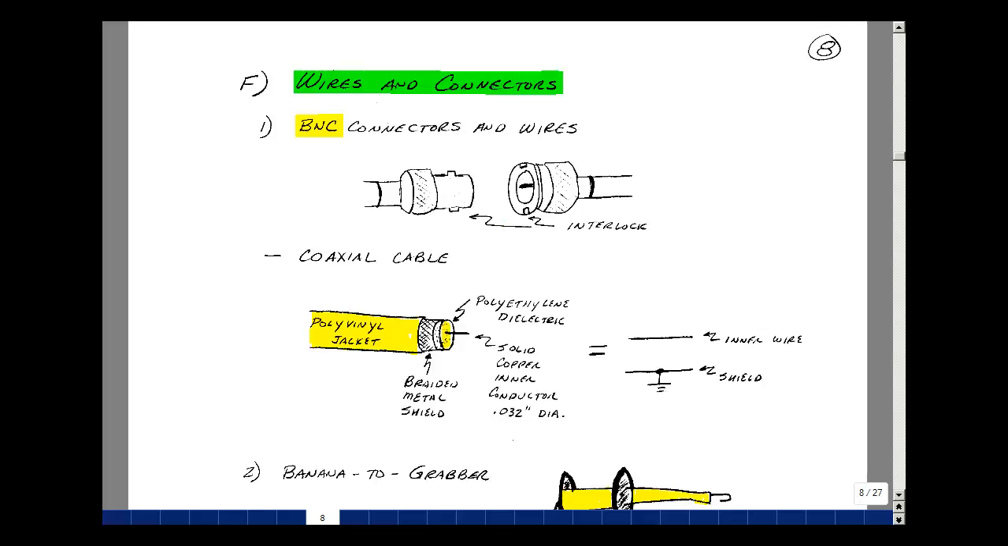The cabling itself really consists of the following. There's a wire in the center surrounded by a dielectric, typically Teflon, and then that's surrounded by a braided metal shield, and there's a plastic jacket over that. So what we really have is a conductor, and then that's surrounded by a conductor. That's going to be our ground. This is a very good type of connector for very high frequency work.